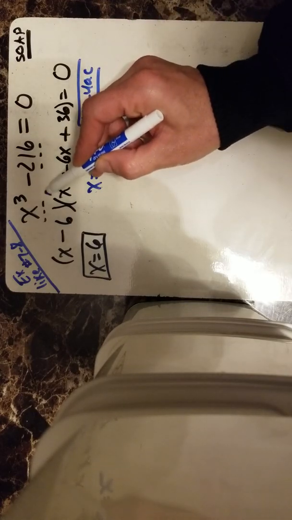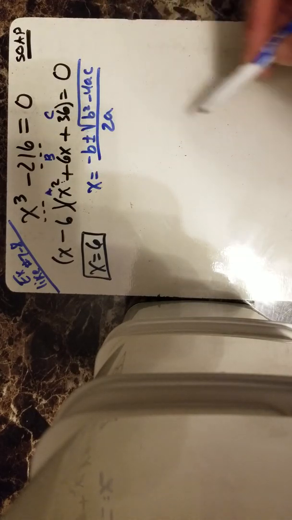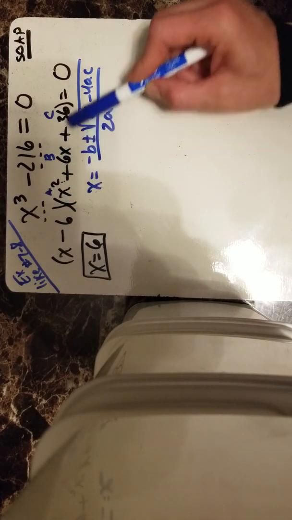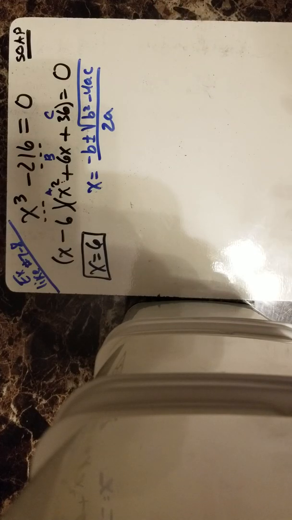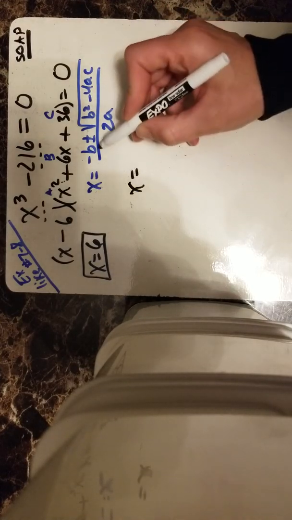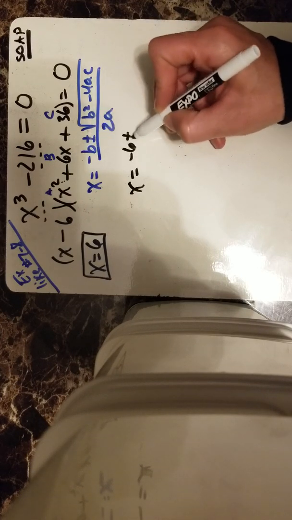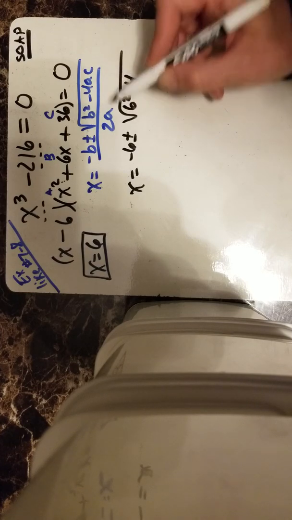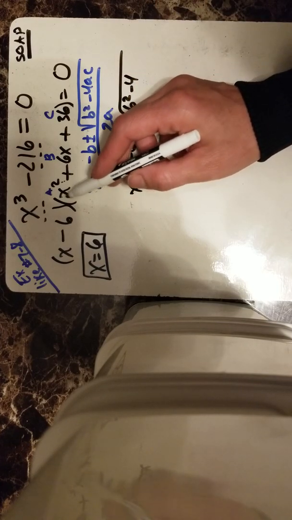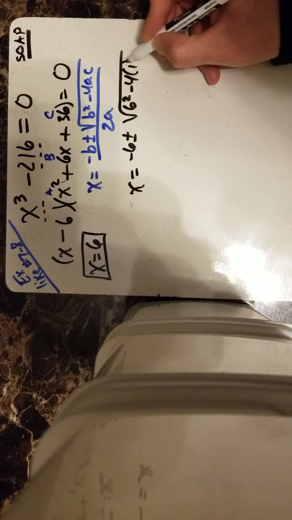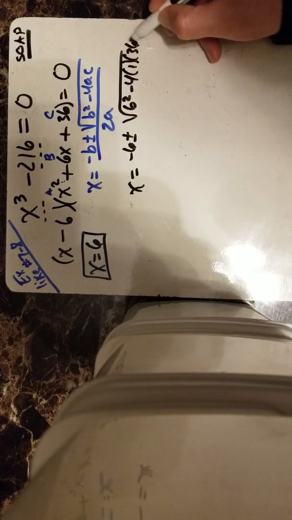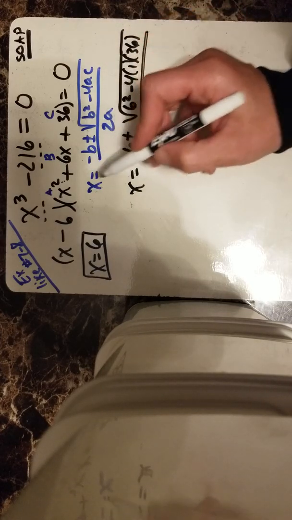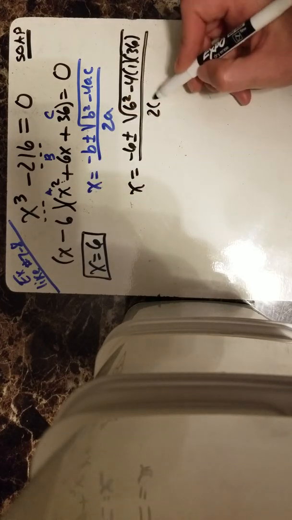Okay, so this is A, this is B, and this is C. So you're going to have to plug in all of the coefficients. So A is 1, B is 6, C is 36. I'm going to plug those in. Negative B would be negative 6. B squared would be 6 squared minus 4 times A. You're not using the variable, you're just using the coefficient. So 1 times C, which is 36, all over 2 times A, so 2 times coefficient 1.